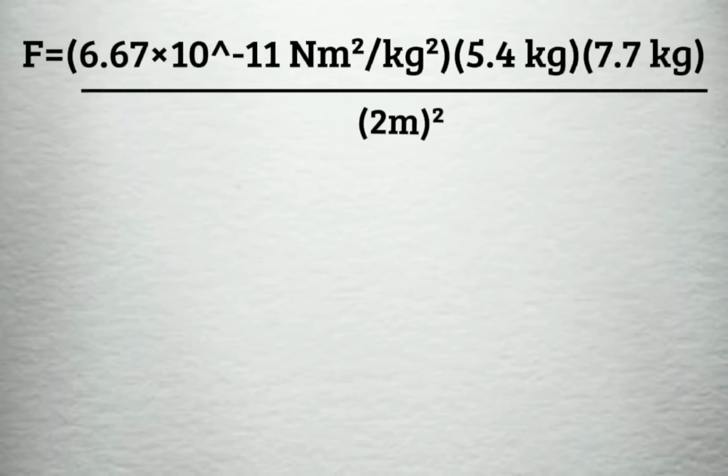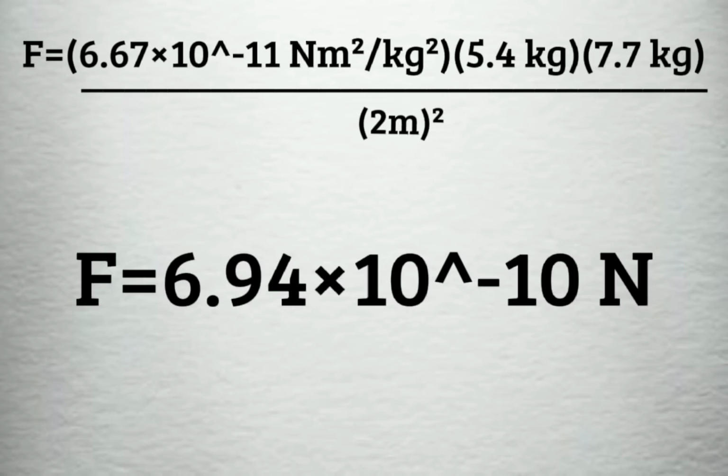So F is equal to 6.67 times 10 to the power of negative 11 Nm squared over kg squared times 5.4 kilograms times 7.7 kilograms all over 2 meters squared. Calculating this, we get 6.94 times 10 to the power of negative 10 newtons.